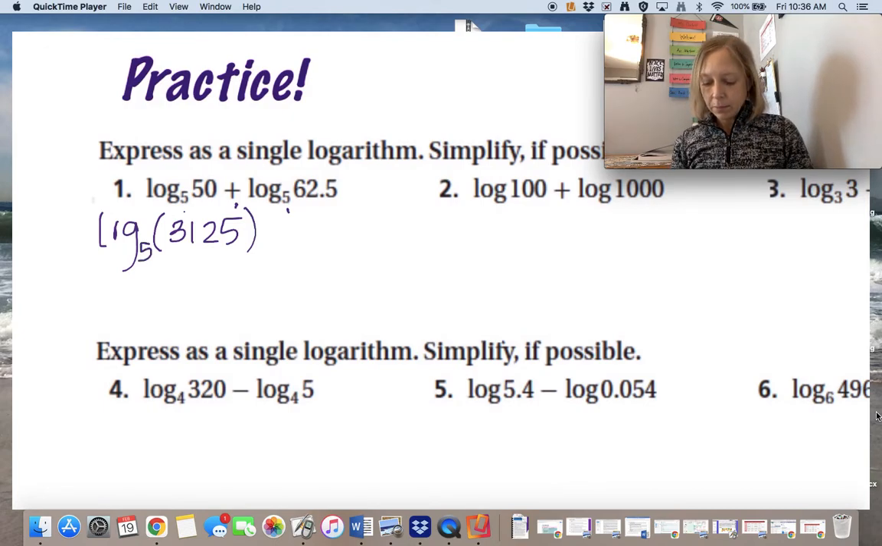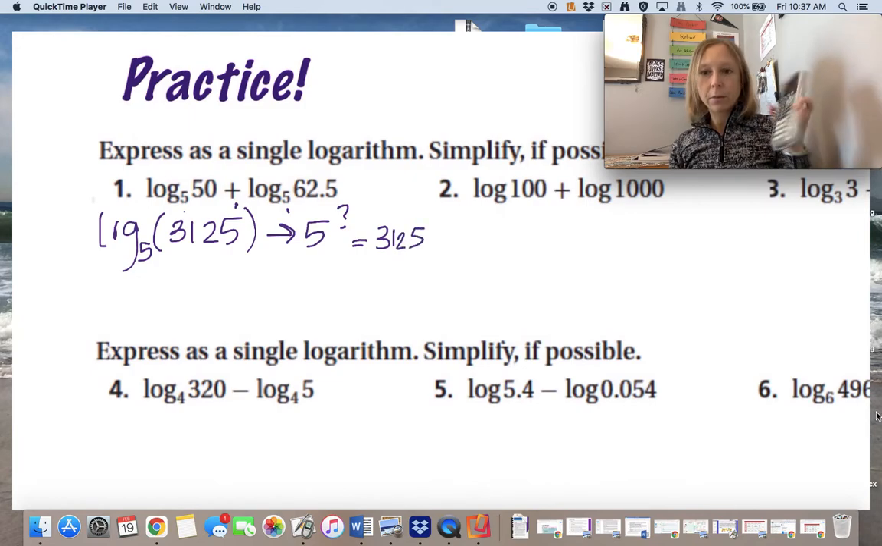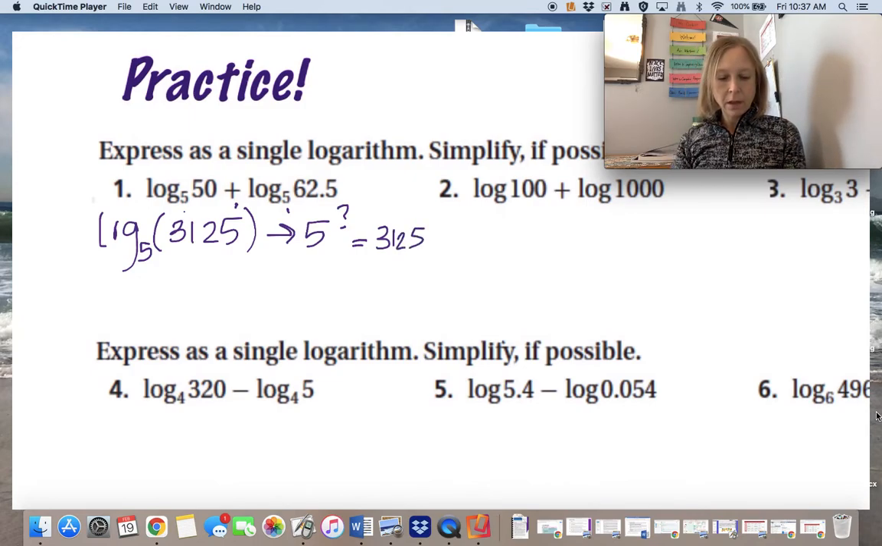Now notice it says simplify if possible. So what it means when it says that in the directions is to figure out what this is equal to. In other words, we need to figure out 5 to what power is 31.25. So I'm going to do some guess and check with my calculator. I'm going to start with 5 to the 5th, so I'm just going to do a random guess. I got it right. I don't like it when I do a random guess and get it right, because I really am randomly guessing. All right, so the answer is 5 to what power is 31.25? 5 to the 5th power.